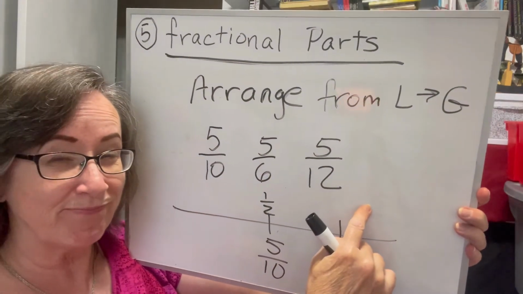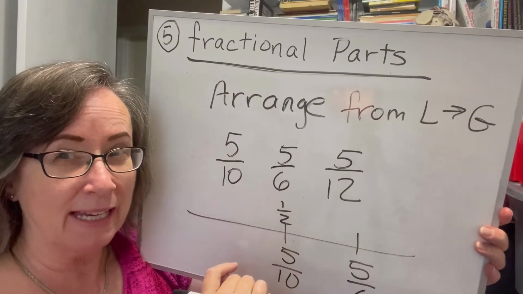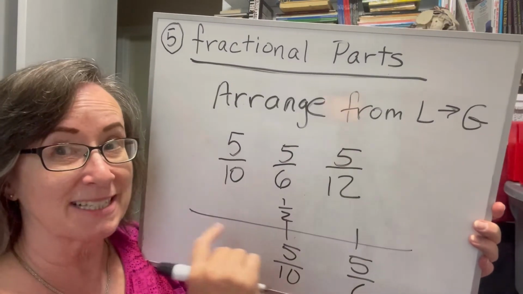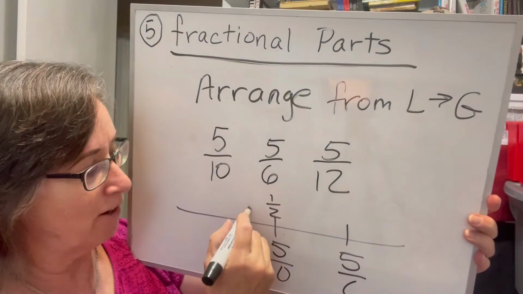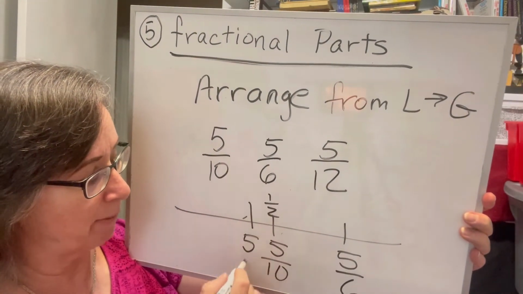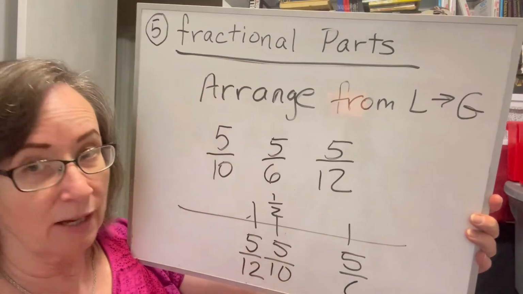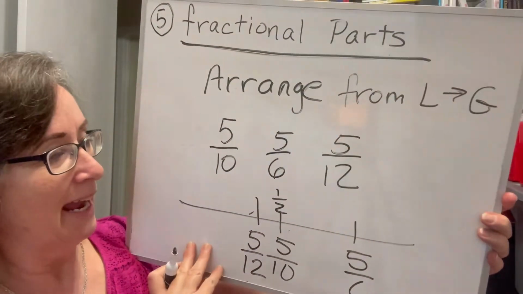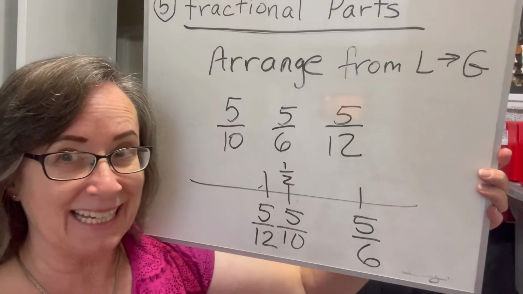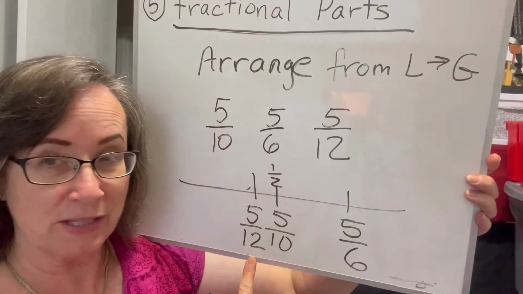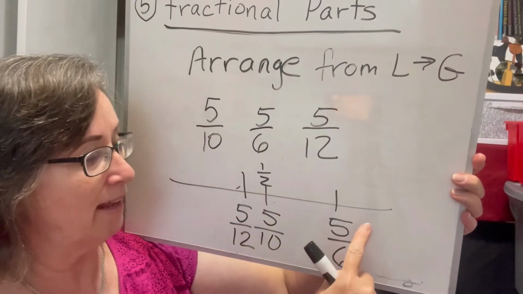5/12. Half of 12 is 6. 5 is less than 6. Therefore, 5/12 goes in front of the half. And our numbers from least to greatest are 5/12, 5/10, and 5/6.